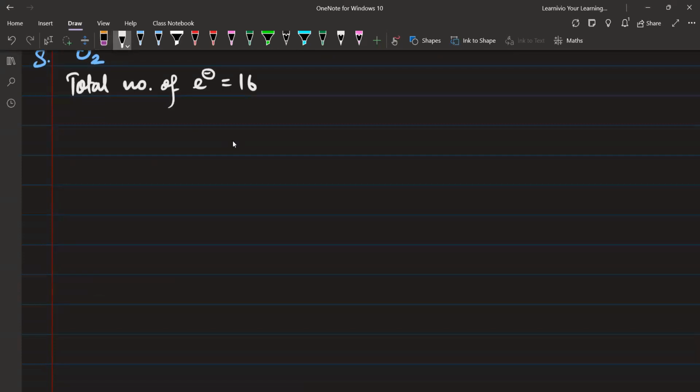Here sigma 1s, sigma star 1s, sigma 2s, sigma star 2s. After that, you are going to have sigma 2pz. One orbital will come. Case 1. Then you are going to have pi, then again you are going to have pi, and then the space is around.